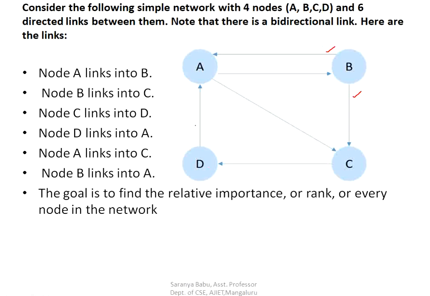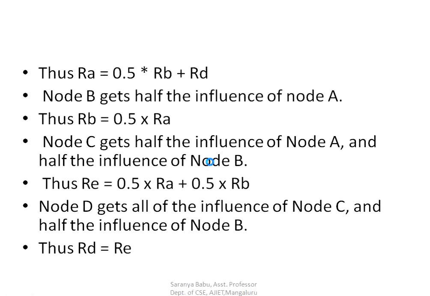This is a complete link, right? Complete means D has only one link, that is to A. So obviously A is going to get the complete rank of D. So that is why RA is equal to 0.5 into RB. Why? Because there are two links from B, so it is divided halfway. So 0.5 into RB plus complete RD. That is why it comes as 0.5 into RB plus RD.